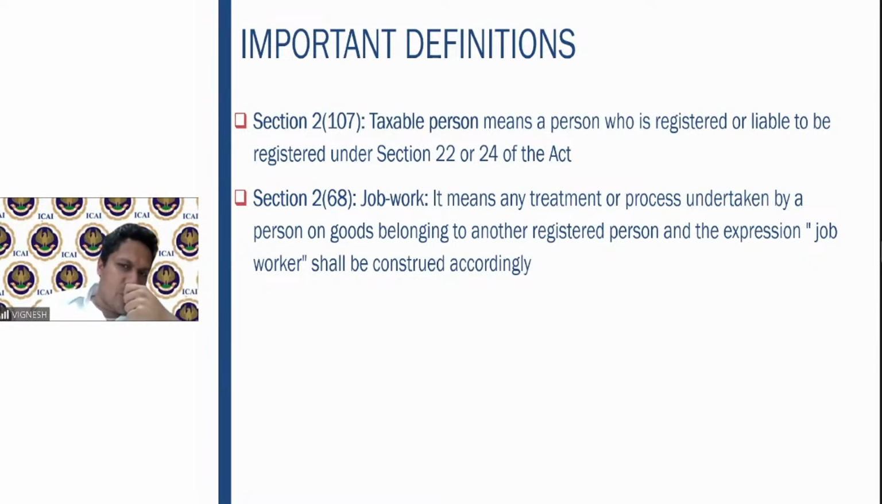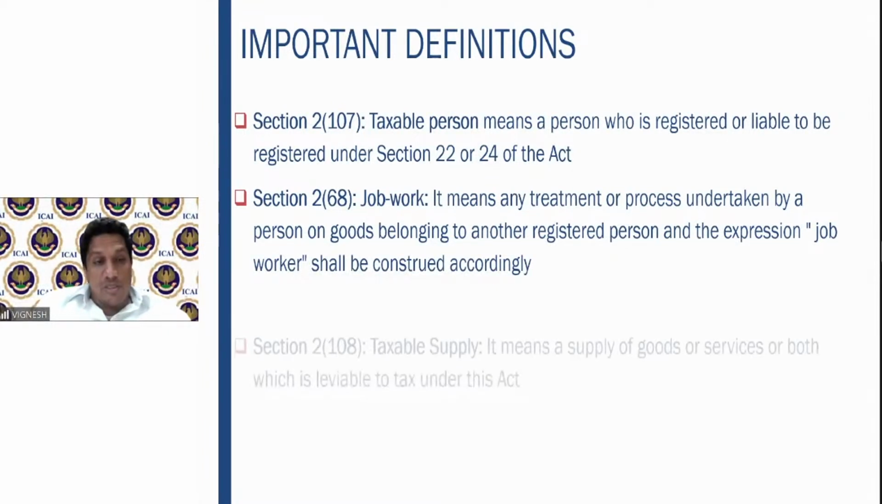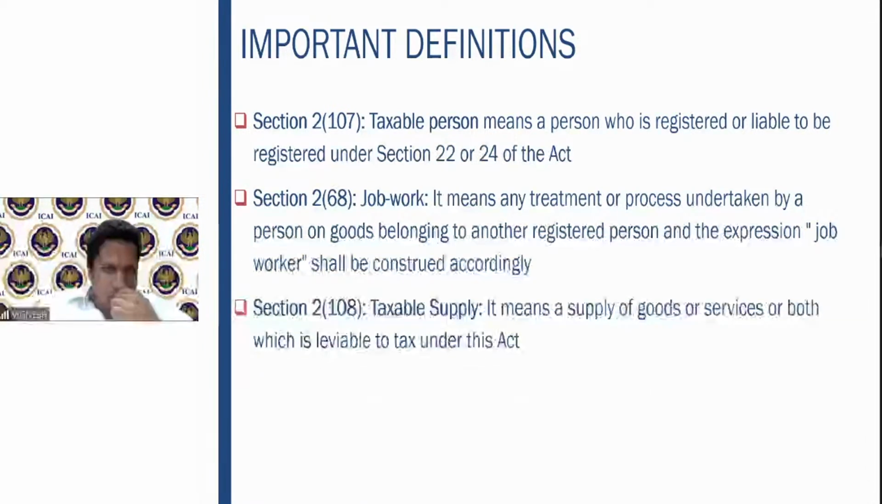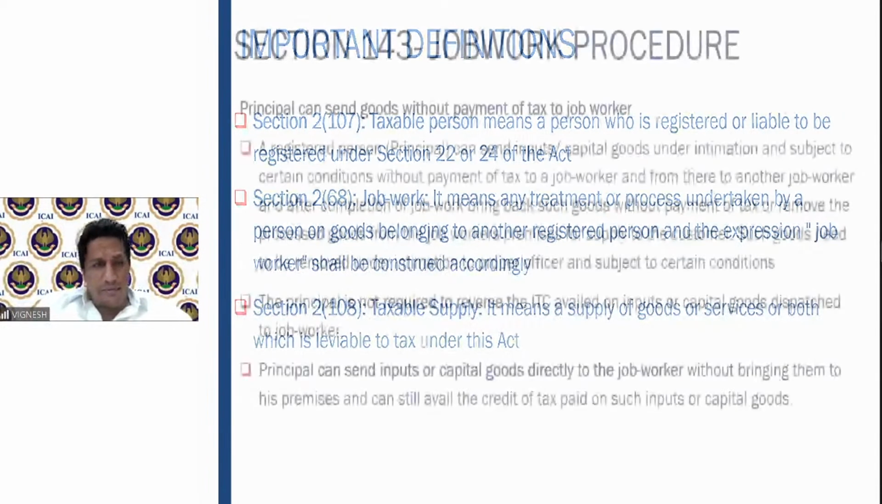And job work, as I told you, is a treatment or process undertaken by a person on the goods belonging to another registered person, and the expression job worker shall be construed accordingly. Okay, taxable supply means what? It means a supply of goods or services or both, which is leviable to tax under this Act.